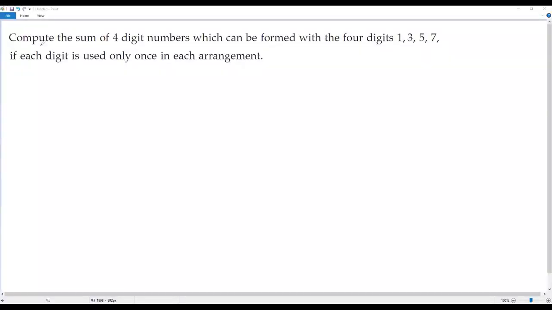Here we have a problem on permutation. Okay, let's go to the question. Compute the sum of 4-digit numbers which can be formed with the 4 digits 1, 3, 5, 7 if each digit is used only once in each arrangement.